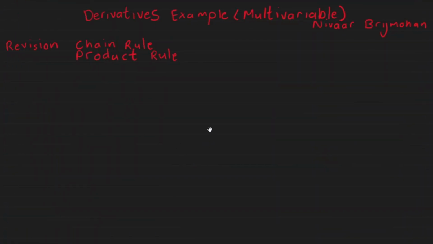Hi there. In this video, we're going to look at derivatives of a more complicated multivariable function. And in the process, we're going to revise the chain rule and the product rule. So let's start off with the chain rule. What the chain rule focuses on is finding the derivative of a function inside a function.